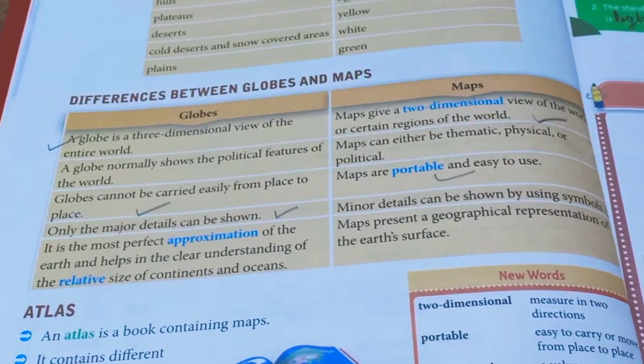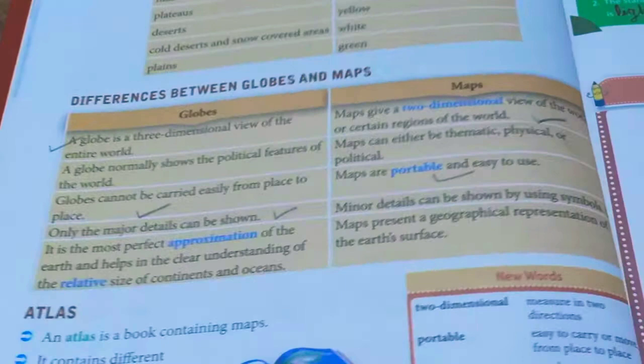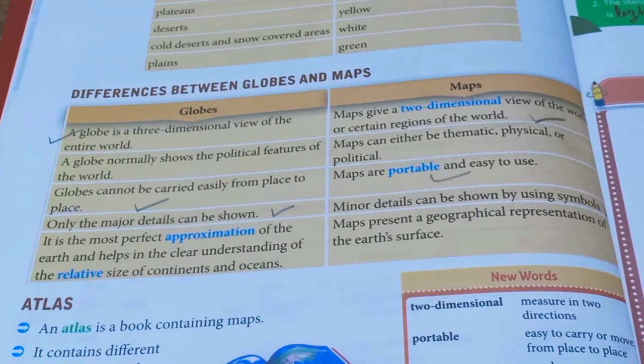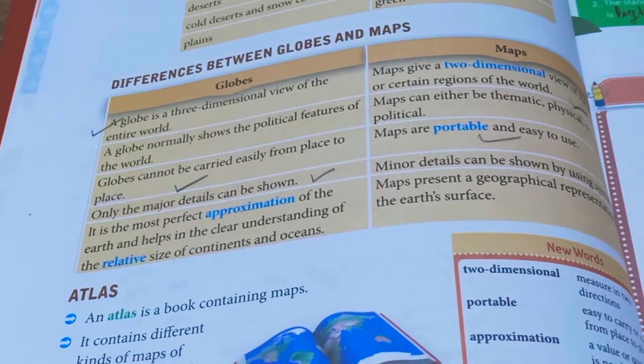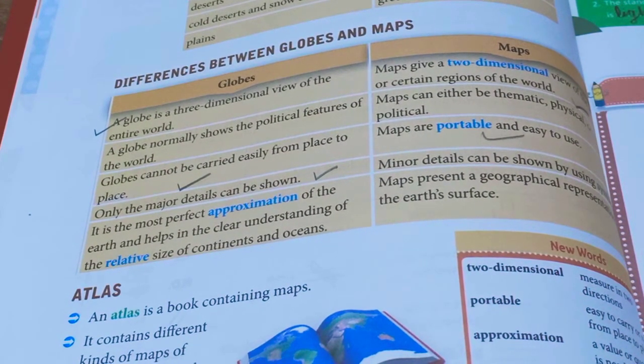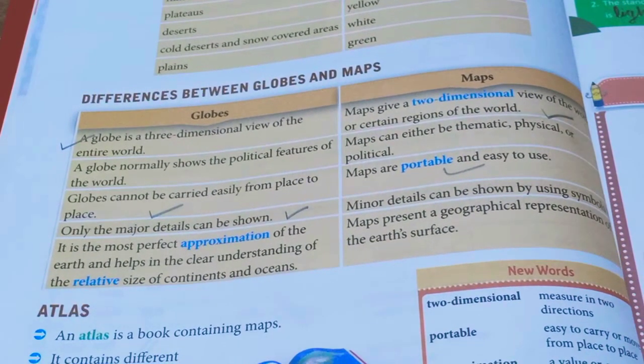This sentence shows that a globe is only of one kind. Normally that is the political, which shows the cities and countries. But our maps are very unique. They are of 3 types: thematic, physical, or political.